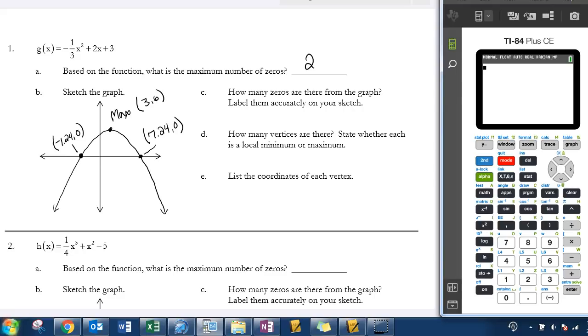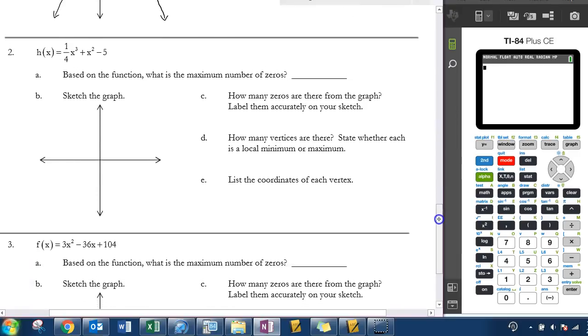So for number 1, our graph should look something like this. It has a maximum at 3.6. It has a 0 at negative 1.240 and at positive 7.240. Go ahead and pause. Trying number 2, please.